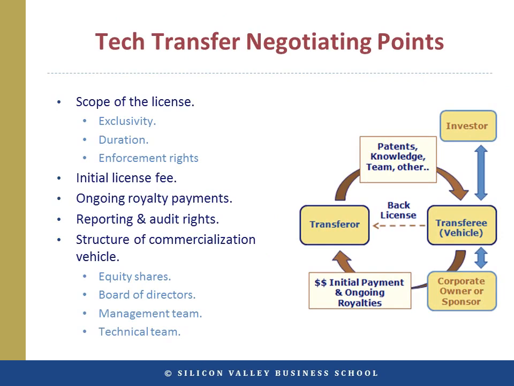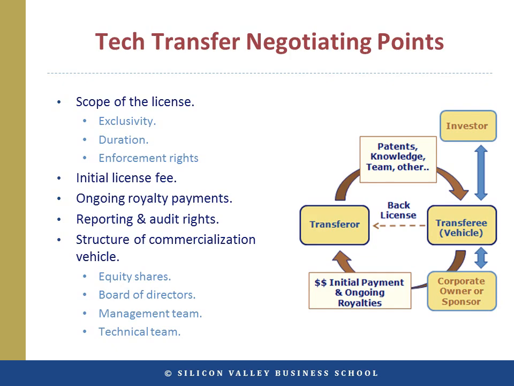If a license is involved with royalty payments determined by future sales revenues, the parties to a technology transfer transaction negotiate a variety of licensing issues. There's the scope of the license. Exclusivity, duration, enforcement rights and other points can be important. Then there's the initial license fee. The parties need to agree the amount of fee payable up front.